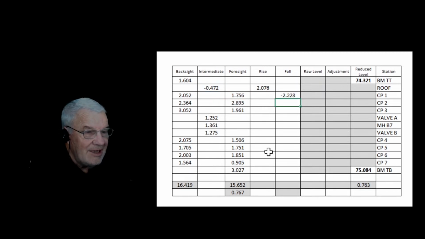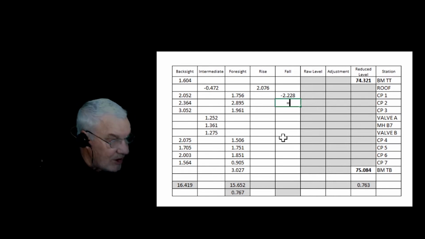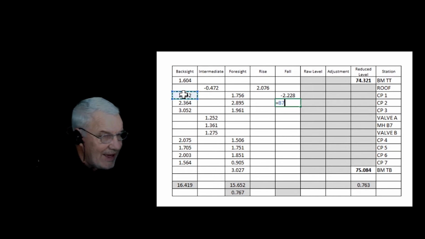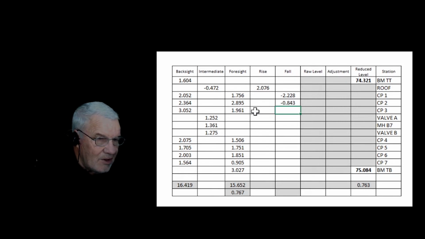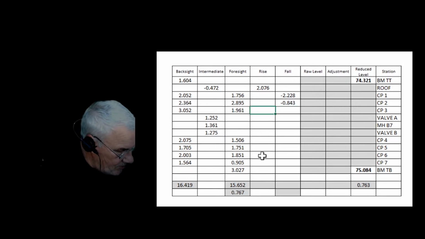All right, now let's have a look. What's the next one? 2, 2. So that's going to be a fall because of the foresight there. So that's equal to that minus that. As predicted, it's a fall. Now, looking here, big number, little number. Oh, that'll be a rise.